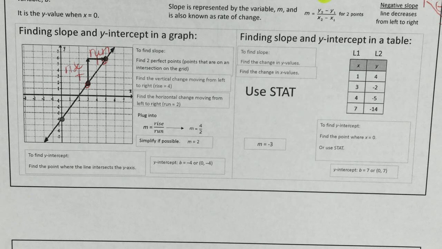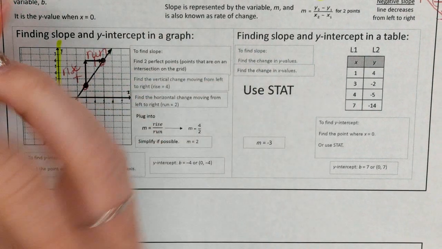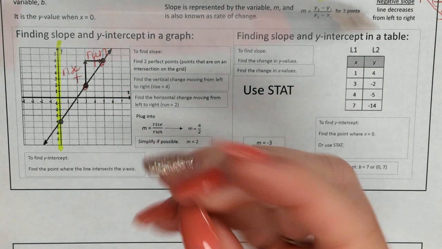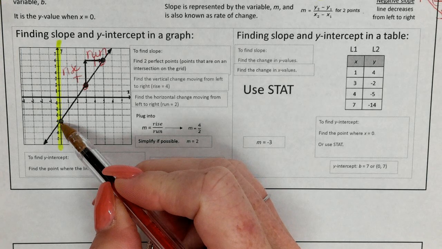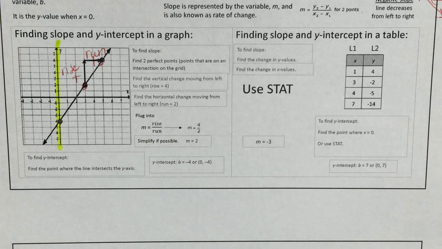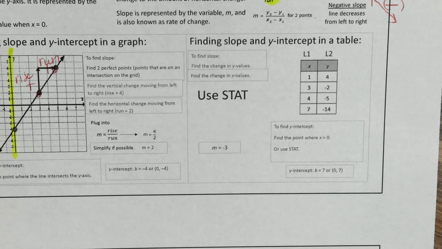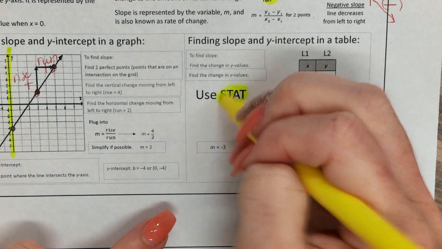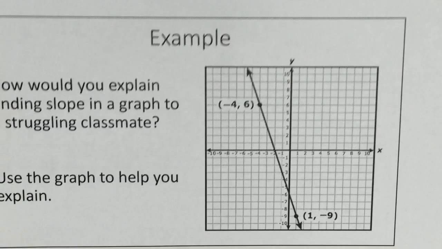The y-intercept is where it touches the y-axis. Does everybody see the y-intercept here? Where is it at? -4. To find slope and y-intercept on a table, simply use stat. And we don't need to go over that because we just went over it, but we will do an example. All right, let's go down to the example.